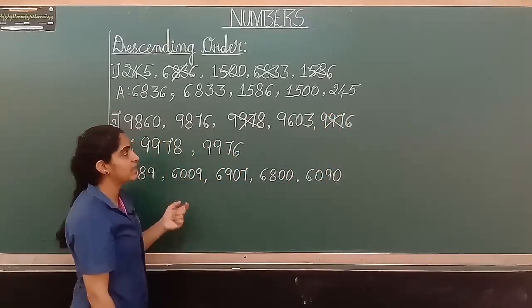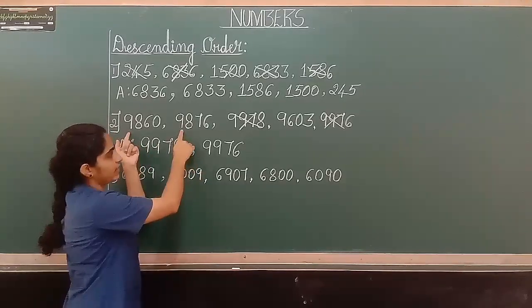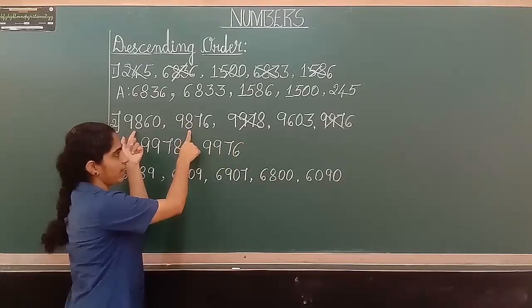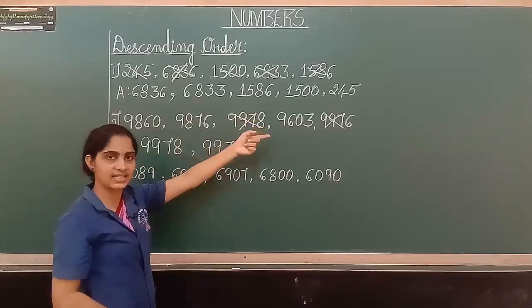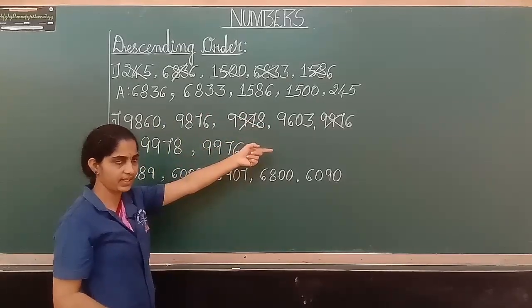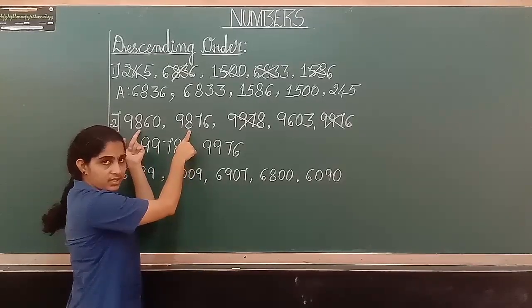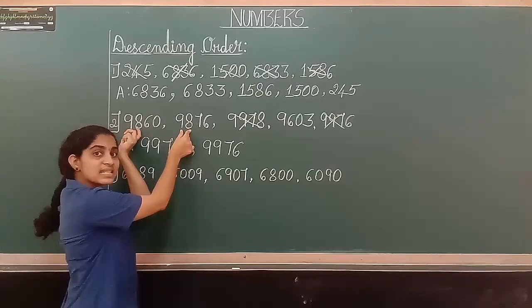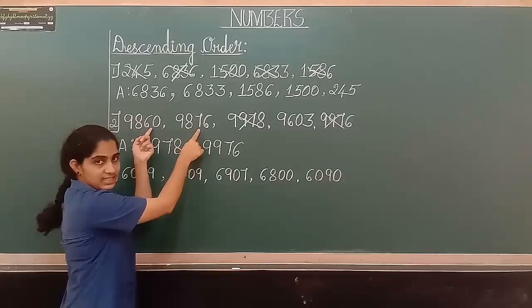Now again we have to compare the remaining numbers. You know that here we have 9, there also we have 9. Second place, here we have 8, here we have 6. That means 8 is greater than 6. Correct? So we have to compare these two numbers, where in both the places we have the same number. So we have to compare the third digit.